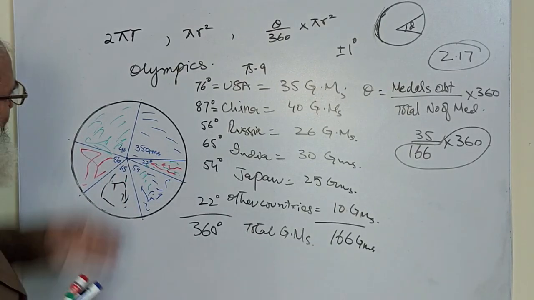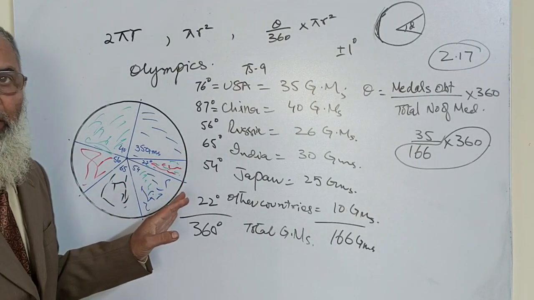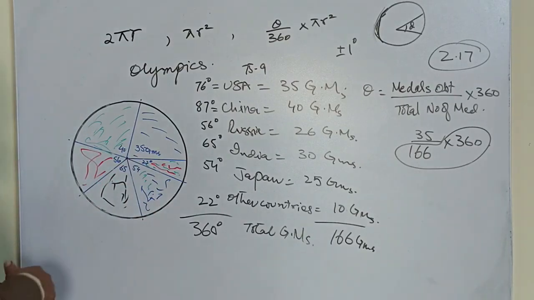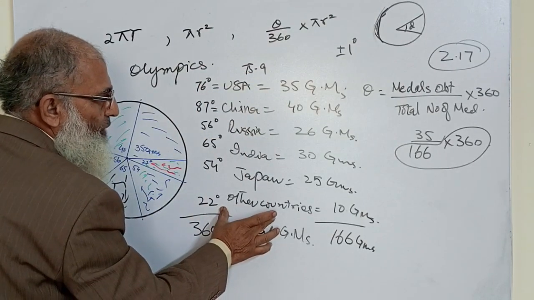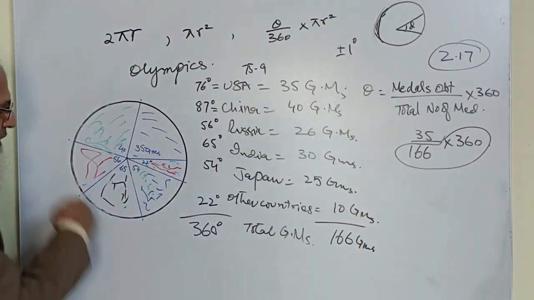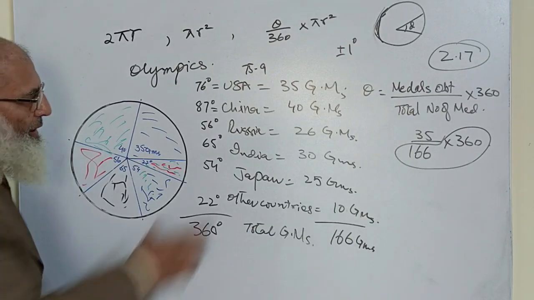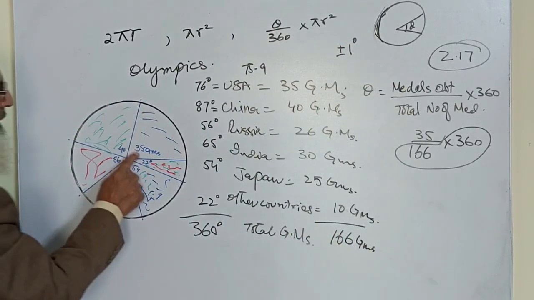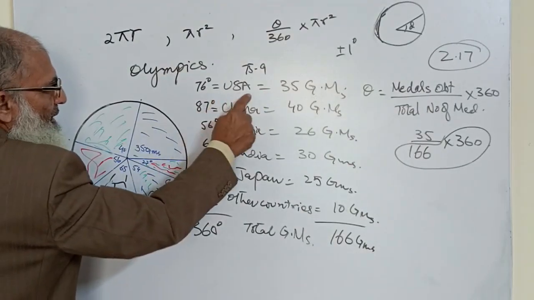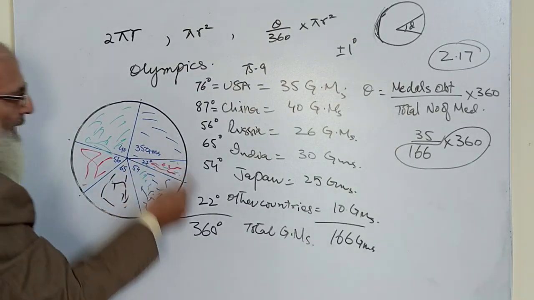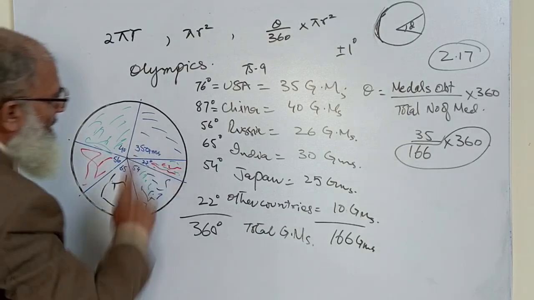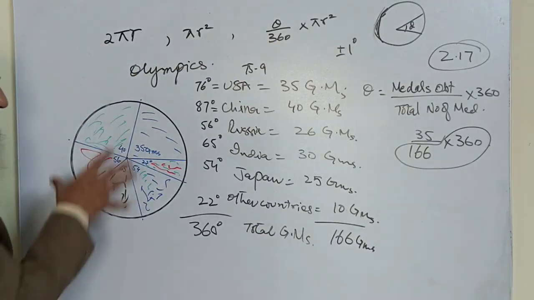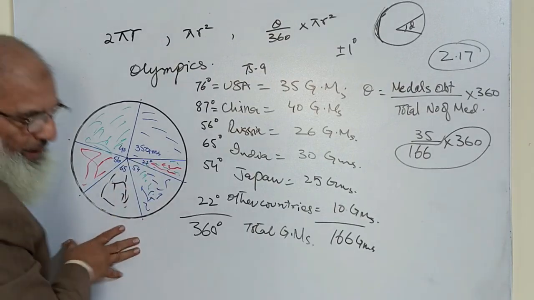Now you see, we have created a pie chart. Now I can easily read what is written over here in data form, and now this is in graphical form. In data form and in graphical form, USA has won 35 gold medals, and other countries have won 10. So this is how we create and how we draw the pie charts.